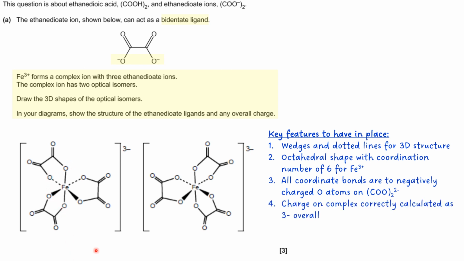And then the charge on the complex is correctly calculated as 3- because you have 3 negative 2 bidentate ligands and 1 Fe3+, so overall 3- outside the square brackets. The isomers must be mirror images of each other, so in other words, in this case, the inward pointing ethanedioic ligand has to be matched on both sides, and then the outward pointing pair of ethanedioic ligands has to be matched on both sides.